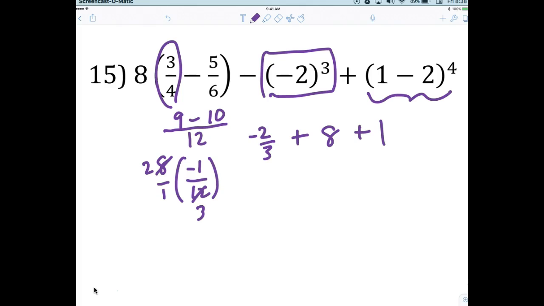Now, 8 plus 1. How many thirds are in 9? Think of it as like this. Think of it as you have 9 pizzas, and you have cut the pizzas into thirds. There would be how many? There would be 27. 9 is equivalent to 27 thirds. So the question really is 27 thirds minus 2 thirds. 25. And that would be 25 thirds.